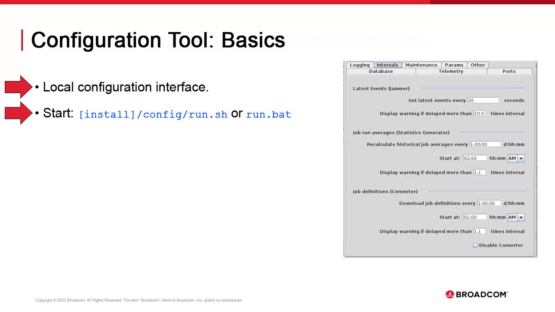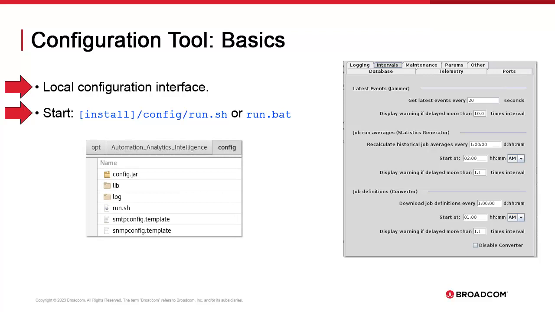We use a simple executable to start the config tool on Windows and the run.sh file on Unix. The config tool has a dedicated directory called config in the AAI file system and a log file to troubleshoot config tool issues, which should be rare. The log file is found in config/log.